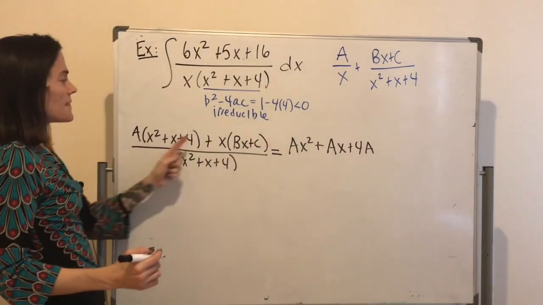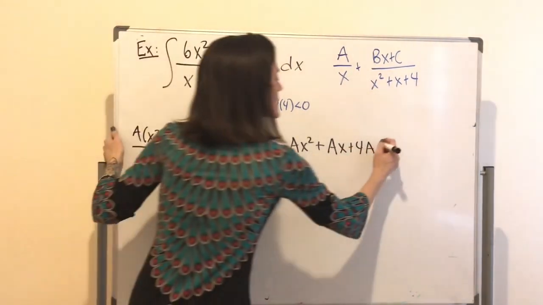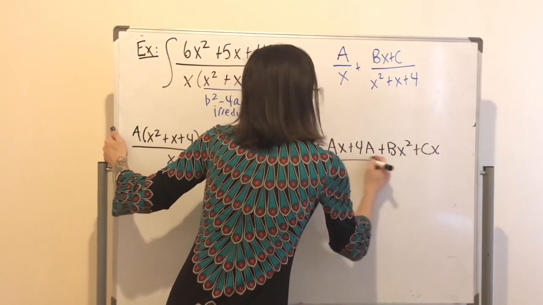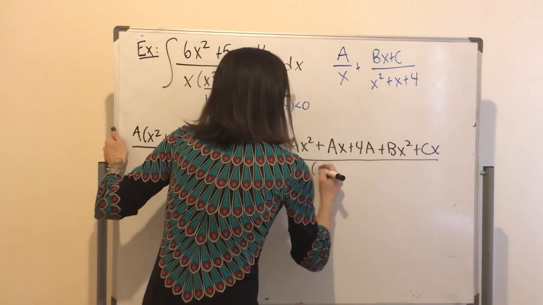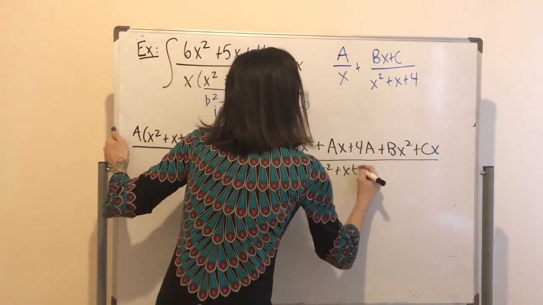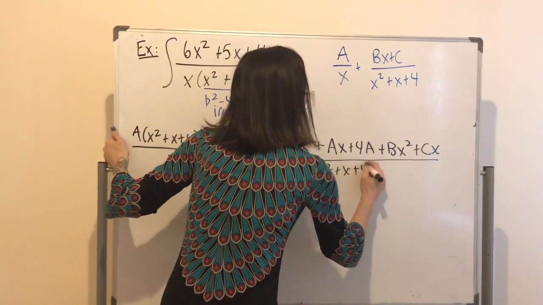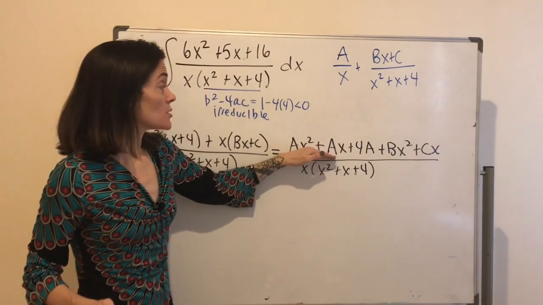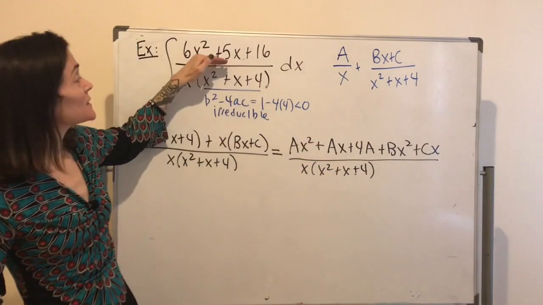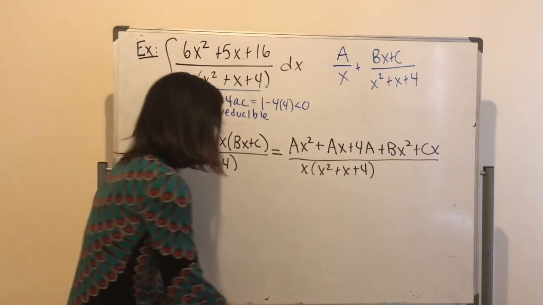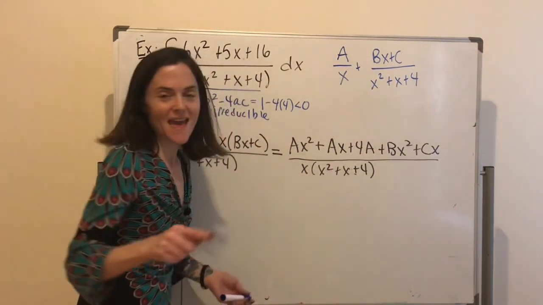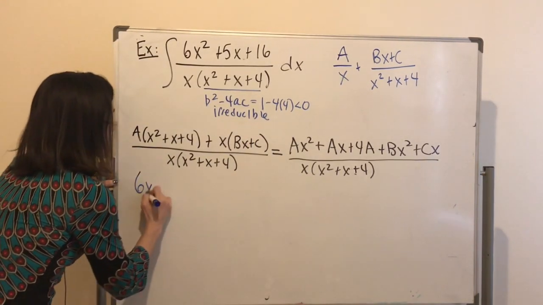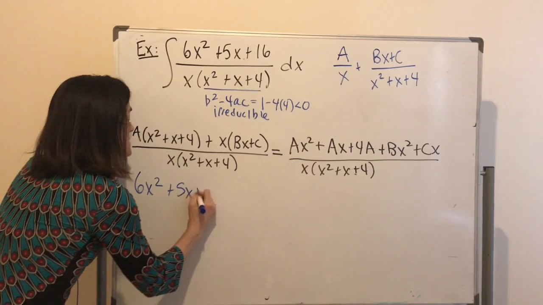Okay, then we have bx squared plus cx. Okay, now let me finish writing. So now what we want to do is take this numerator and set it equal to this numerator. This is our whole goal here, and then we will solve for a, b, and c, just like we have done. Well, 6x squared plus 5x plus 16.